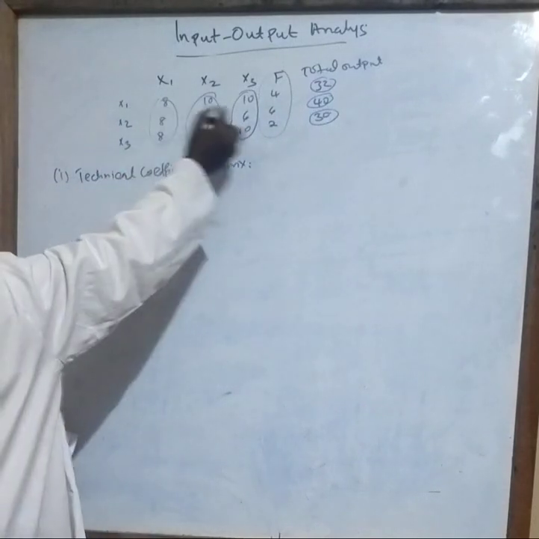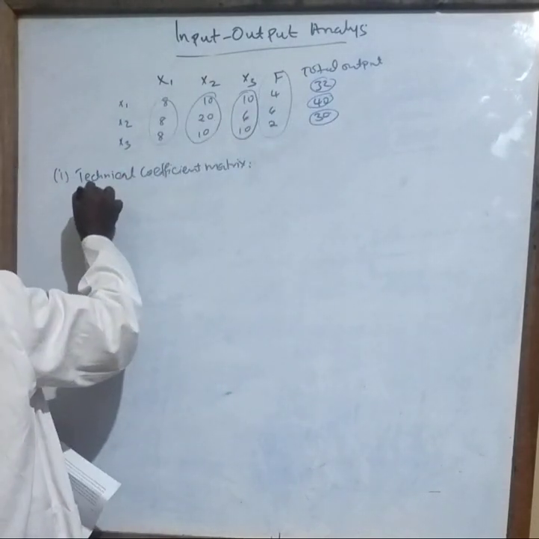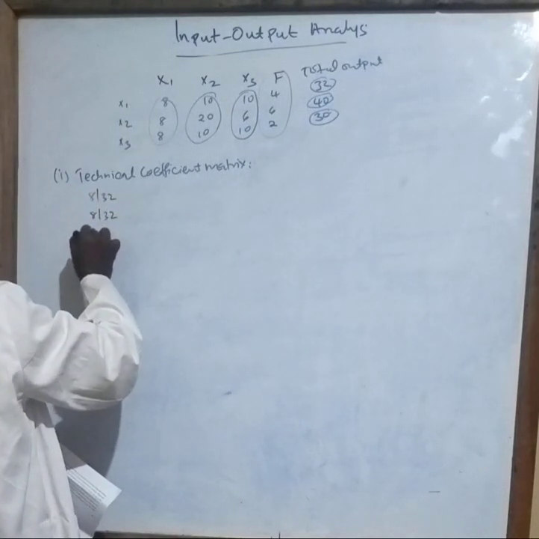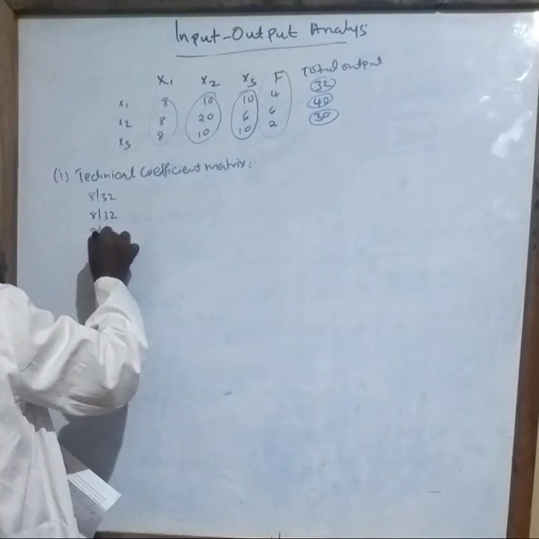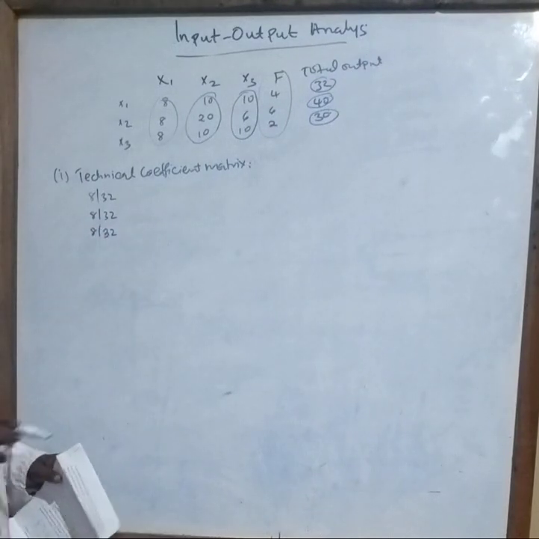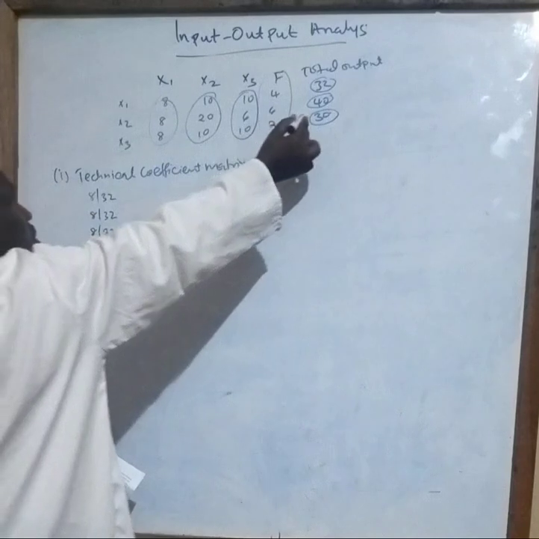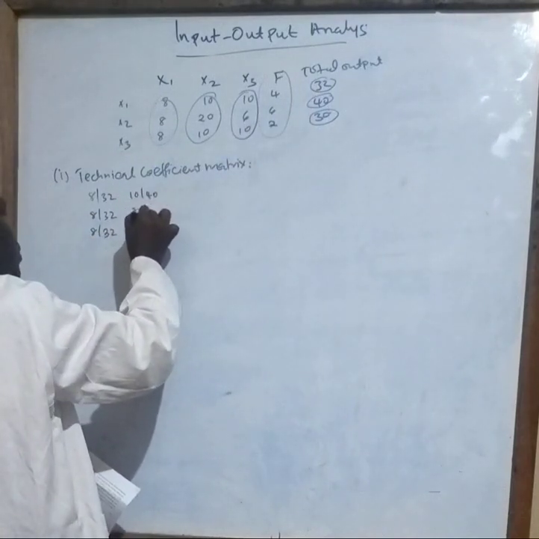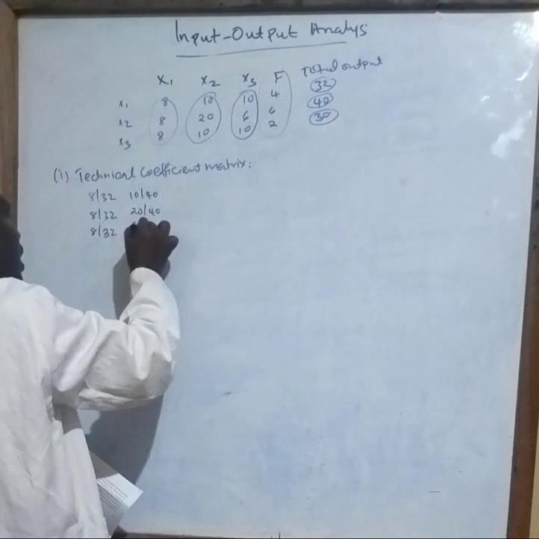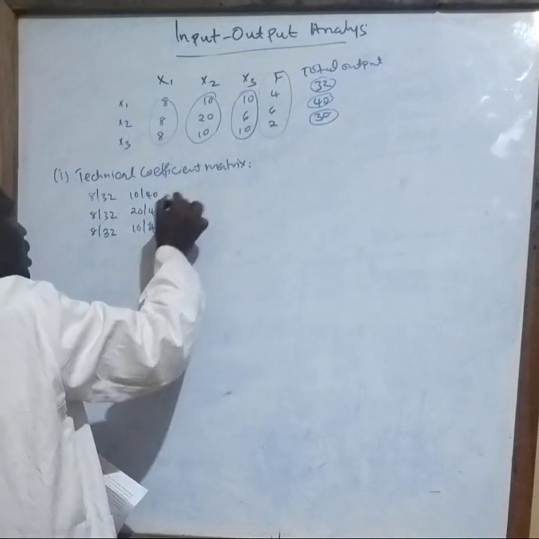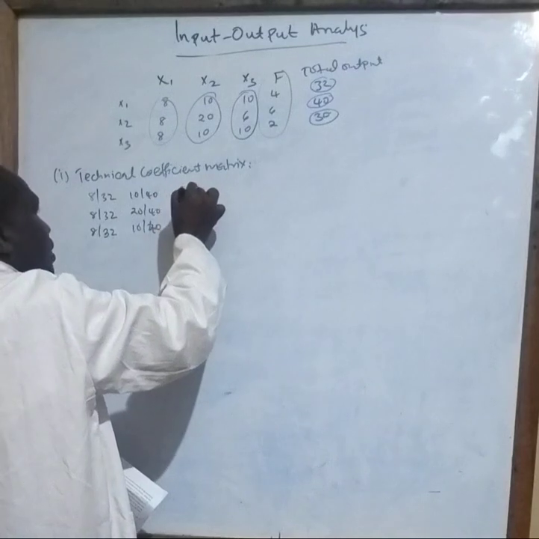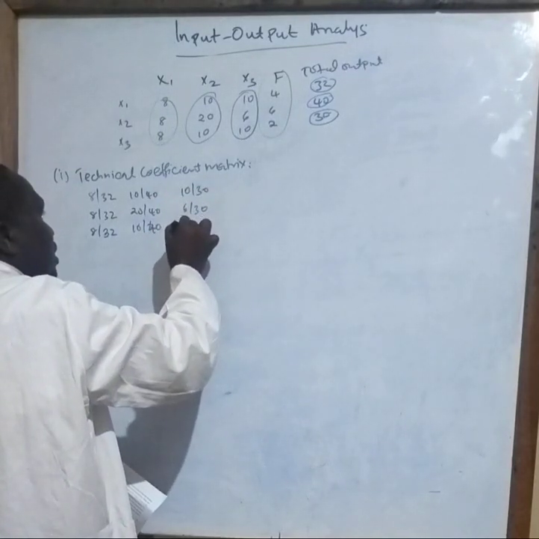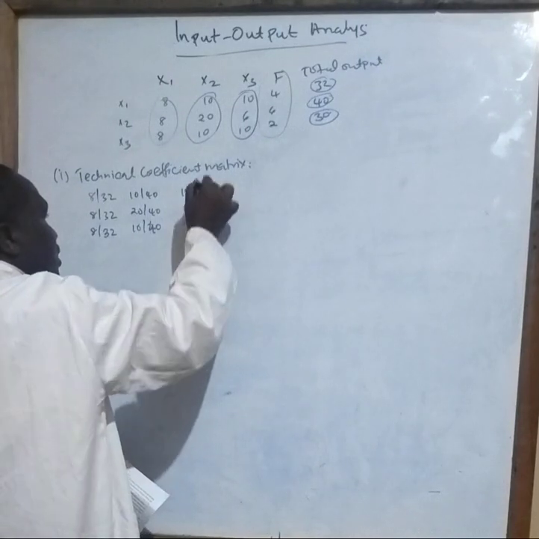You now say 8 divided by 32, 8 divided by 32, 8 divided by 32. You are finished with the first column. Second column, you divide by 40: 10 divided by 40, 20 divided by 40, and 10 divided by 40. The third column: 10 divided by 30, 6 divided by 30, and 10 divided by 30. That is now your technical coefficient.